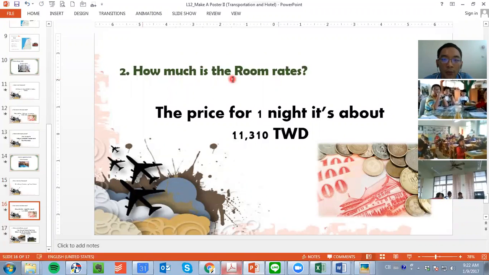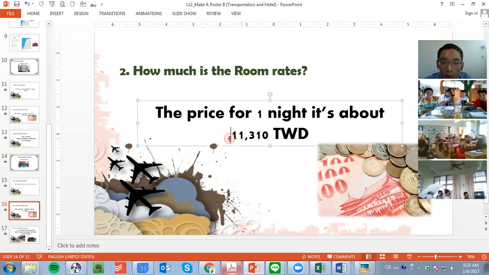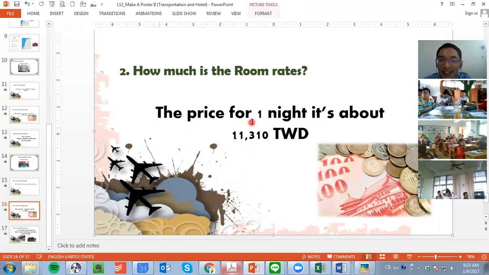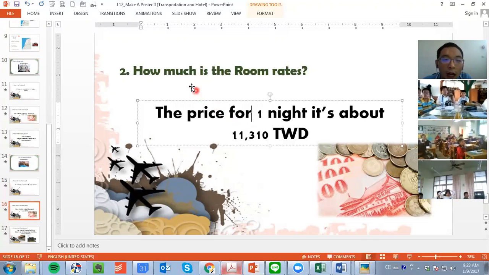Now let's have number 2. Everyone, how much is the room rate? Let's read it together. The price for one night is about 11,310 Taiwan dollars. Now, one more time. 11,310 Taiwan dollars. Very expensive, right? Now Beishi School, how much is the room rate?